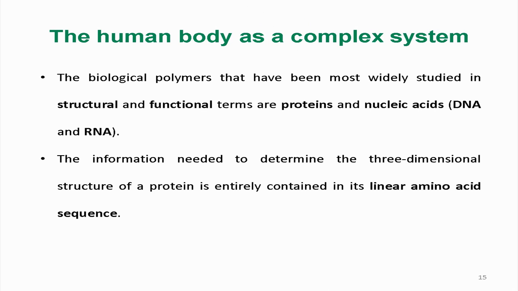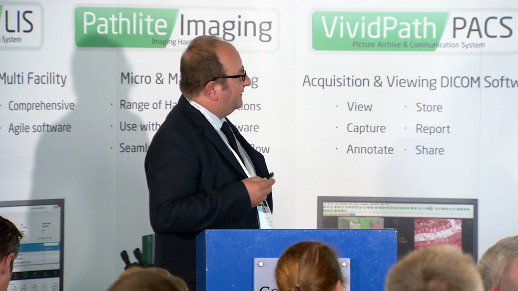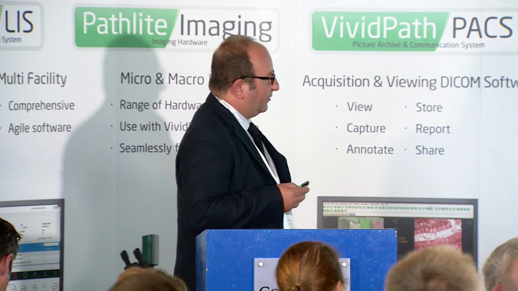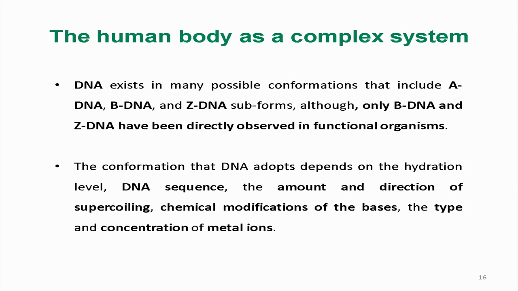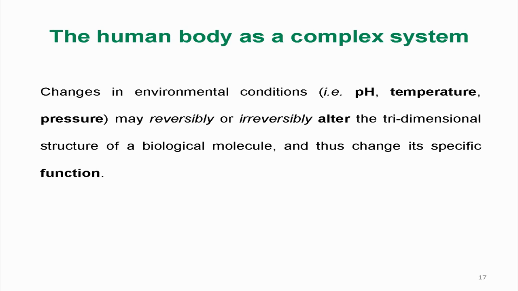We know that the biological polymers that have been most widely studied are surely proteins and nucleic acids. It is now ascertained and accepted that the information needed to determine the three-dimensional structure of a protein is contained in its linear amino acid sequence. We have different structures of DNA, for example, but only B-DNA and Z-DNA have been directly observed in functional organisms. And we know that changes in pH, temperature, or pressure may alter the three-dimensional structure of a biological molecule and thus change its specific function.